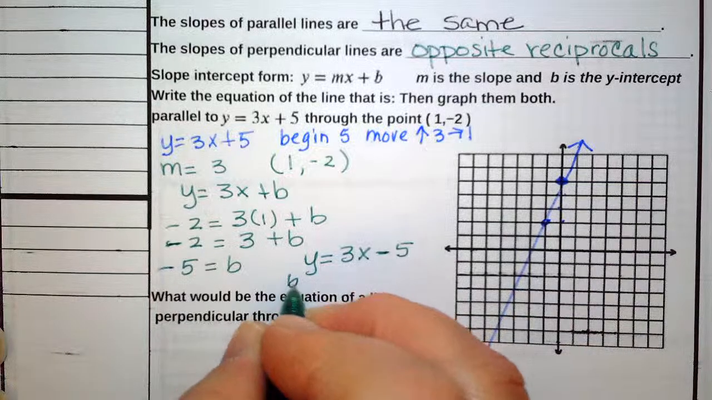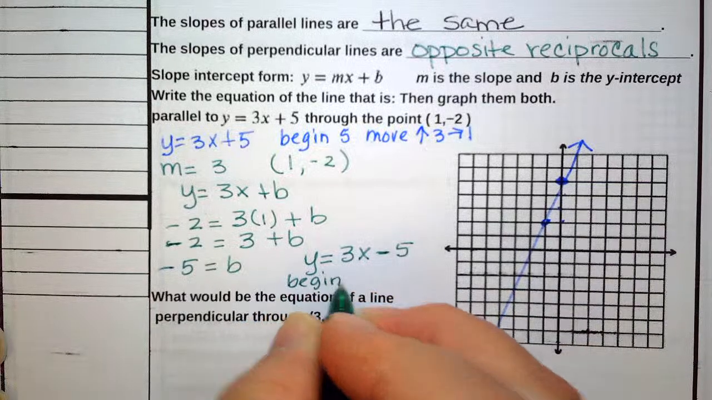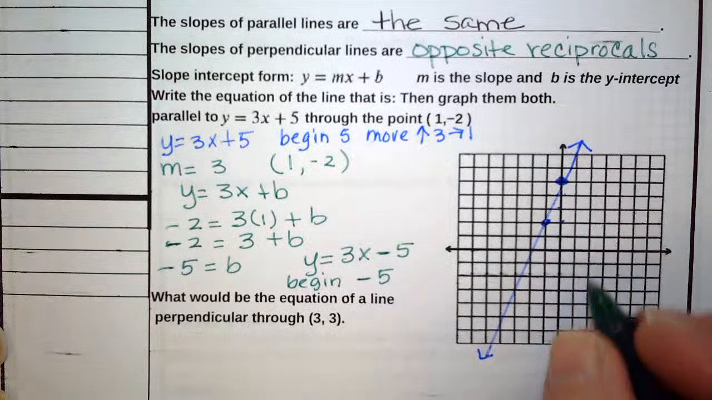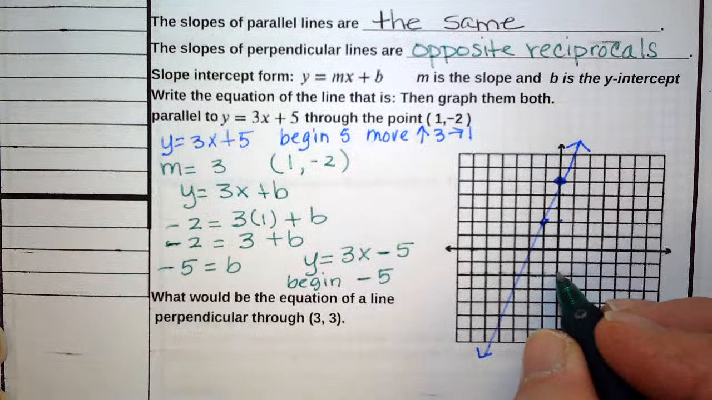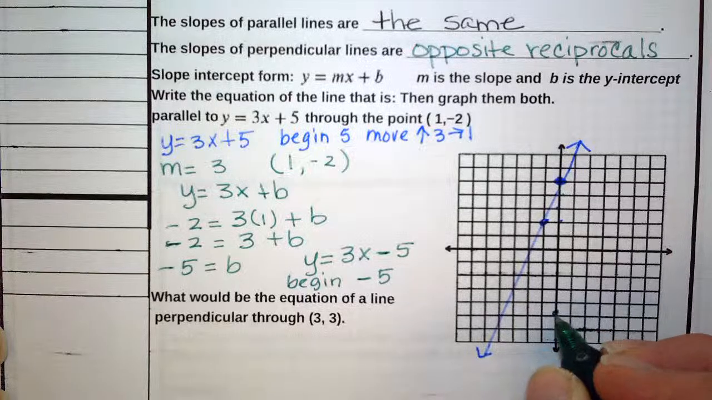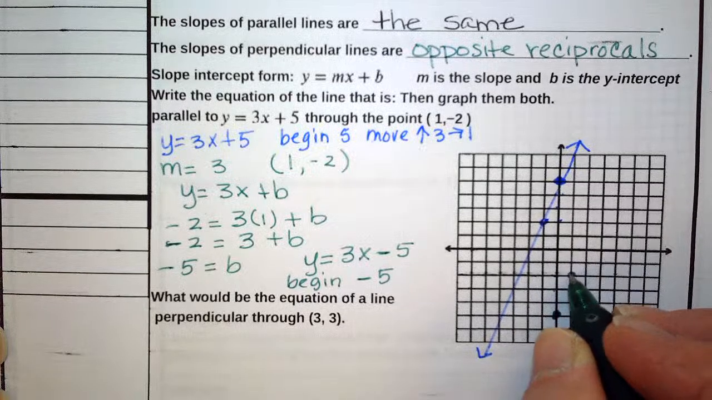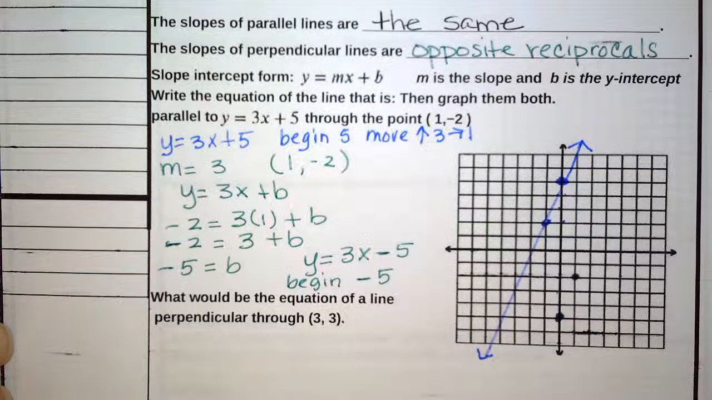Where do I begin? I begin at negative 5. How do I move? Well, I move the exact same way. So there's negative 5. I go up 1, 2, 3. I go right 1. I draw my line.